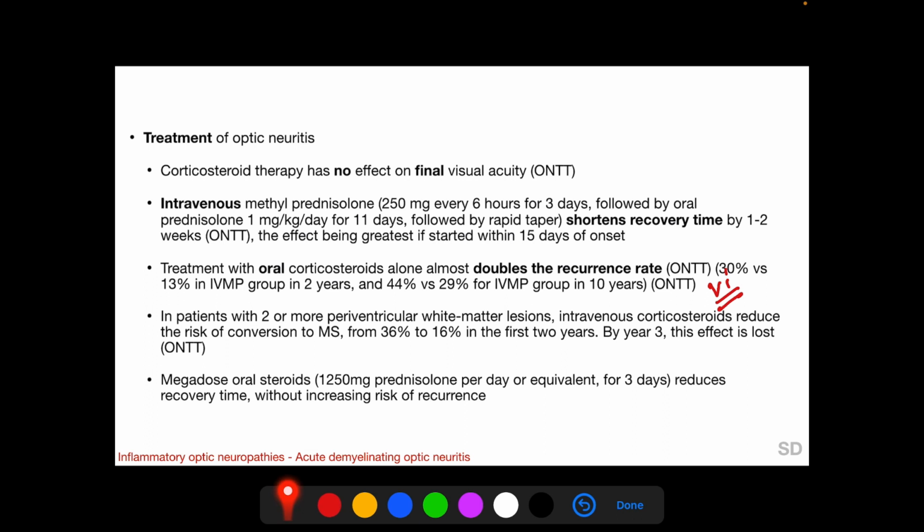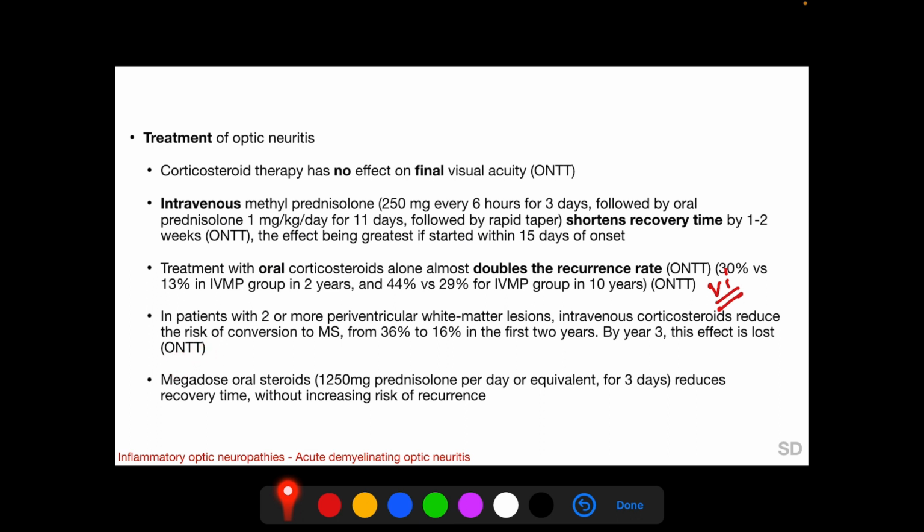In patients with 2 or more periventricular white matter lesions, intravenous corticosteroids reduce the risk of conversion to MS. So this is another role of intravenous corticosteroid. It reduces the risk of conversion to multiple sclerosis from 36% to 16% in the first 2 years. But by year 3, this effect is lost. This is an ONTT finding.